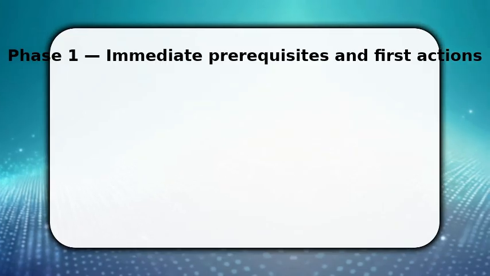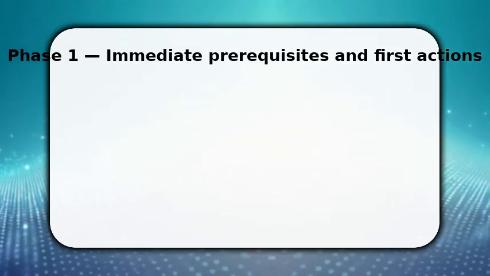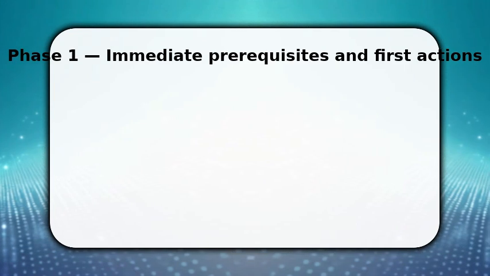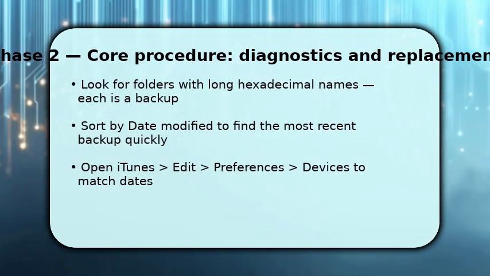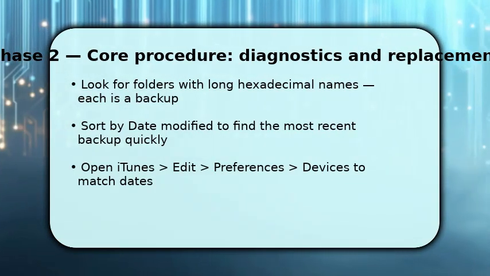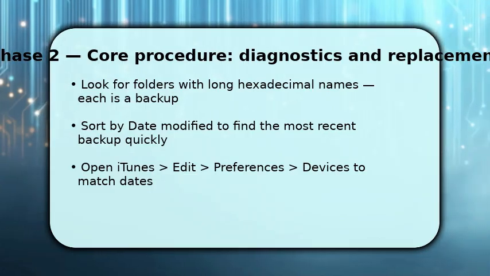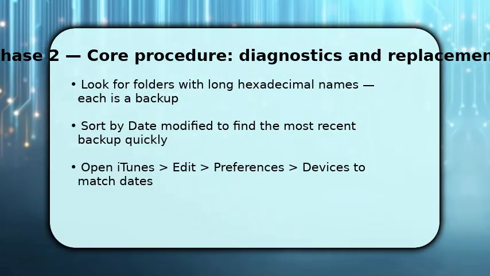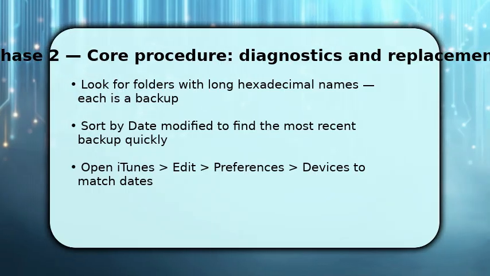Make sure you're signed into the same Windows user account that created the backup. Otherwise, you won't see it. Once done, scan the folder for long alphanumeric folder names. Those are individual backups. You should sort by date modified because that reveals which folder matches the timestamp you expect.